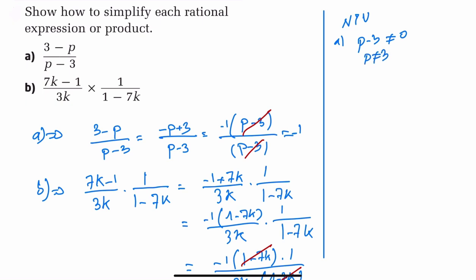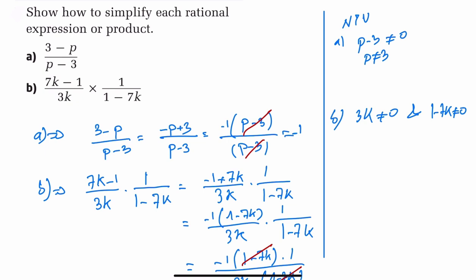For B, 3k should be different than 0 and 1 minus 7k should be different than 0. Why? Because this should not be 0 and this should not be 0. Which means that k should be different than 0 and k should be different than 1 over 7. Perfect.